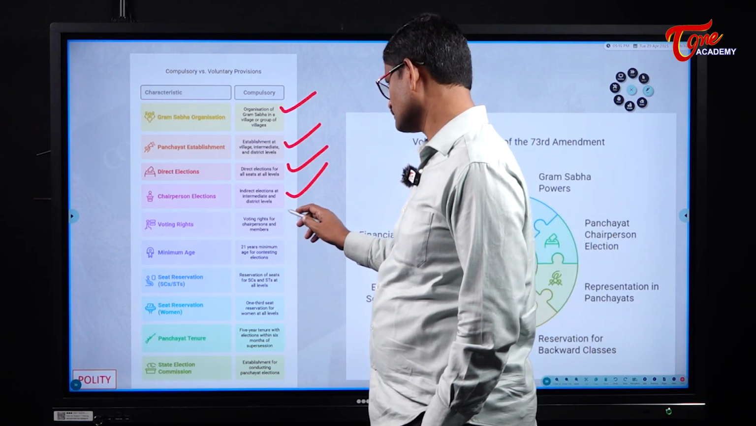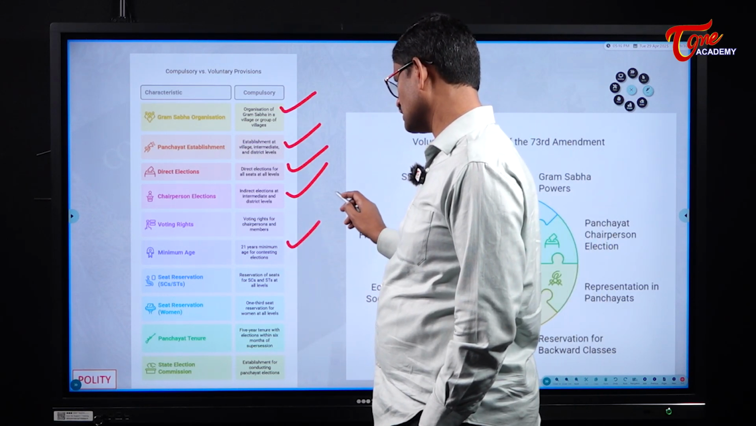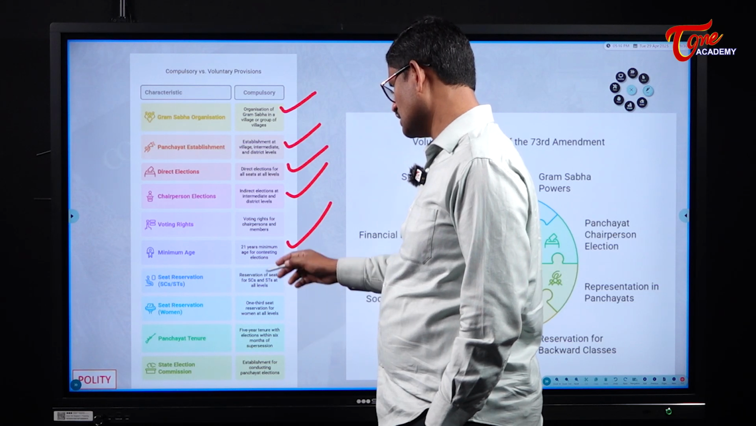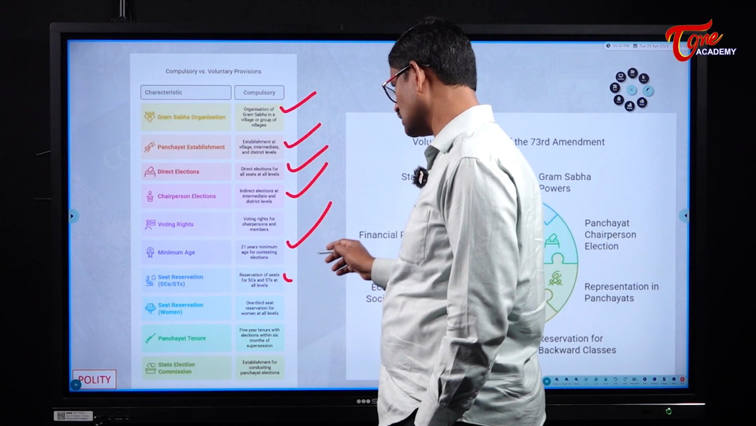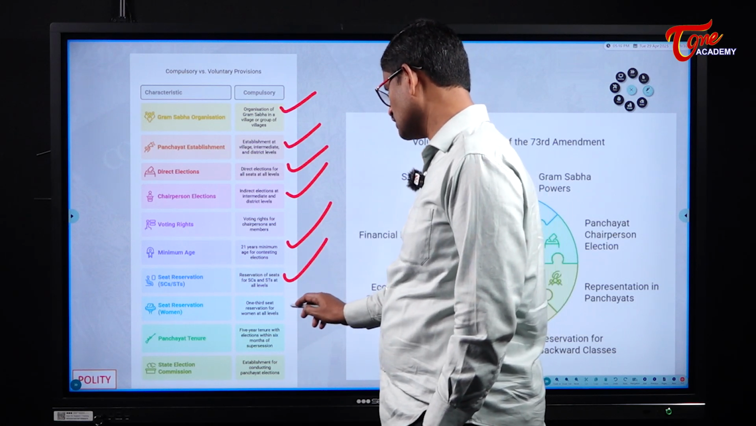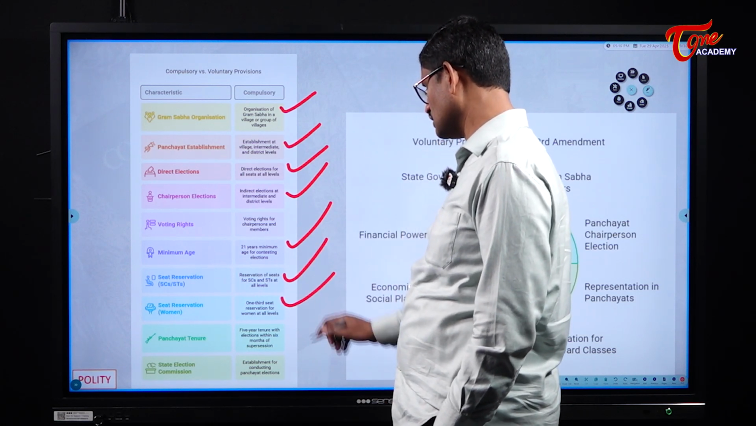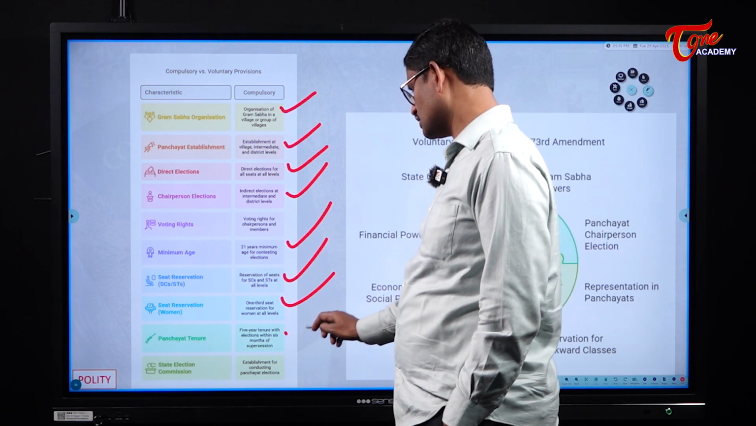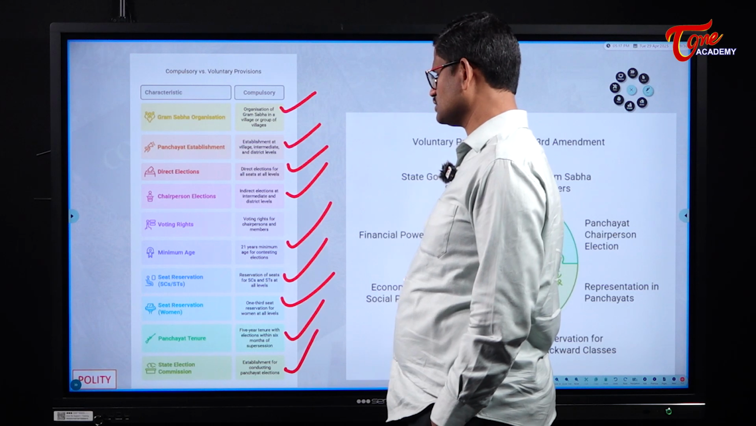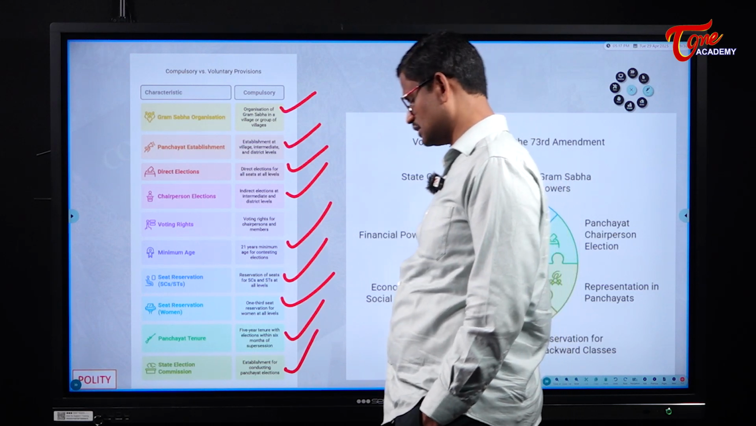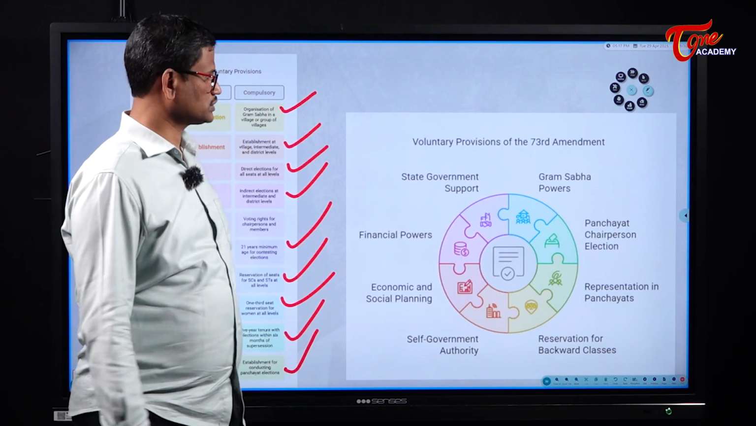Then the minimum age for contesting elections is 21 years. Reserving seats for SCs and STs in proportion to their population at all the 3 levels. And then 1/3 of the seats for women at all the 3 levels. A 5-year tenure. Then establishment of State Election Commission, State Finance Commission, they all come under mandatory provisions, compulsory provisions.